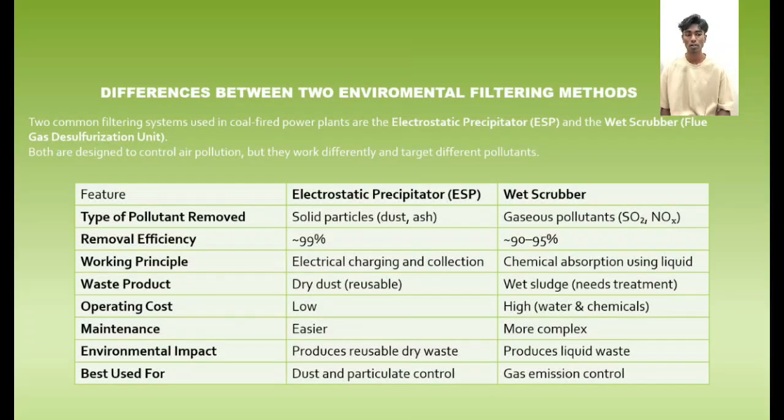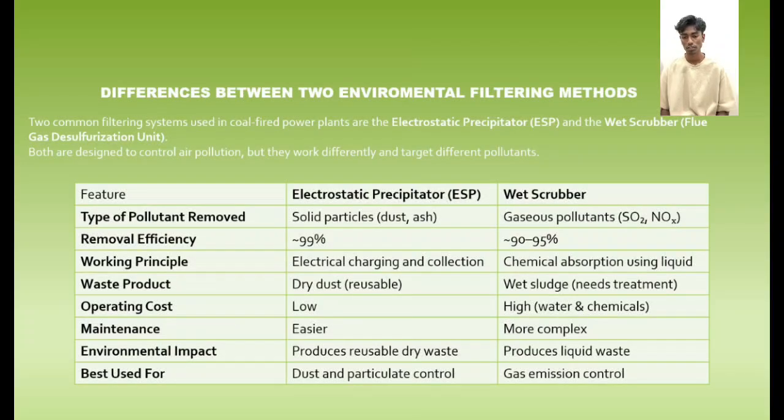So as you can see here, for question 2, compare the differences between two environmental filtering methods. As you can see on our slide here, we have the differences. Starting from the type of pollutant removed, the electrostatic precipitator or ESP removes solid particles such as dust and ash, and the wet scrubber removes gaseous pollutants.